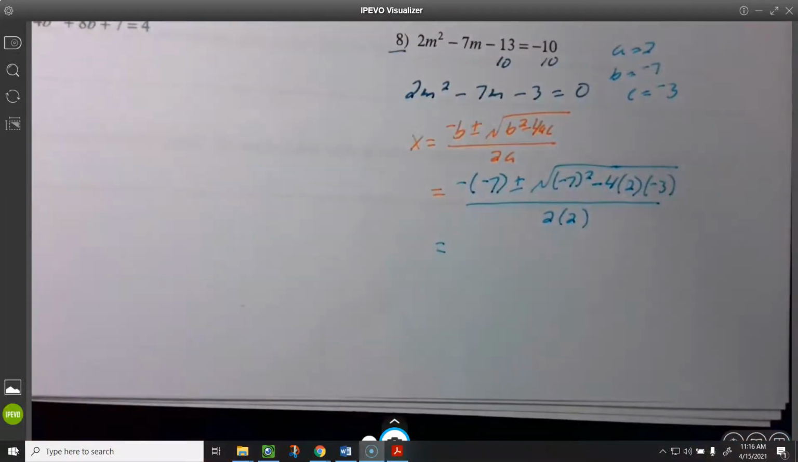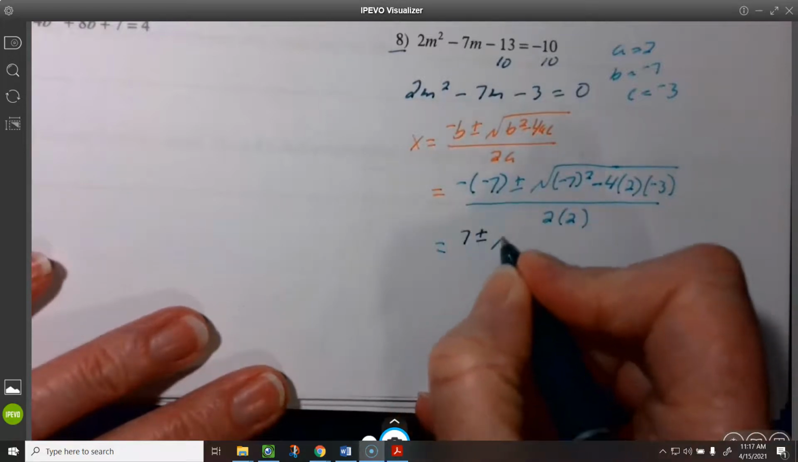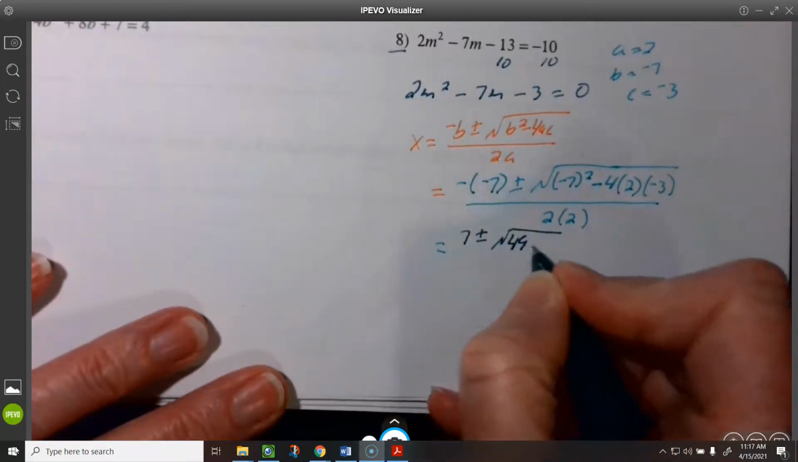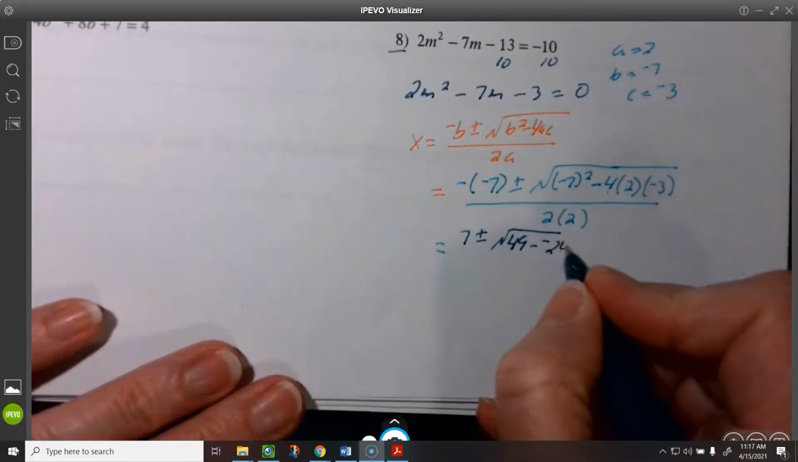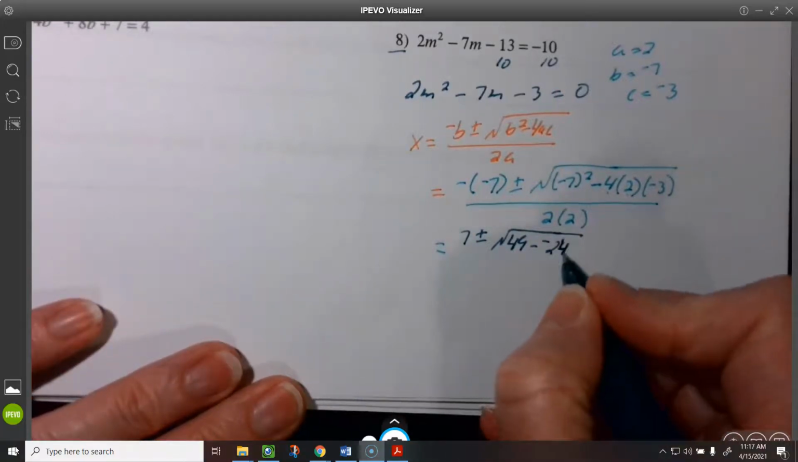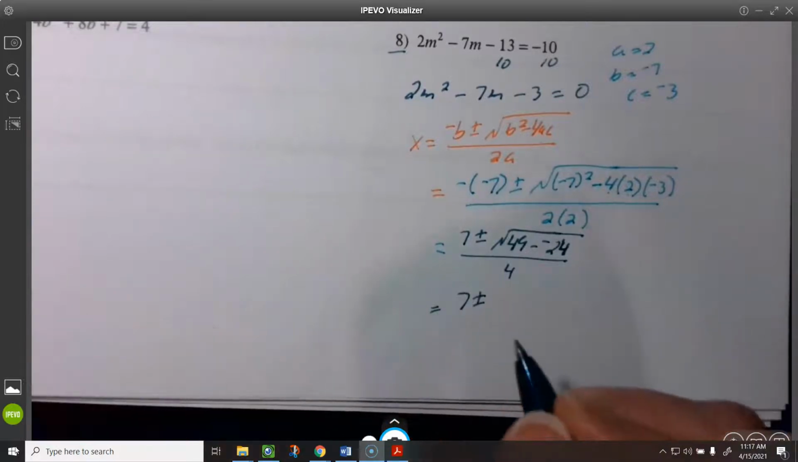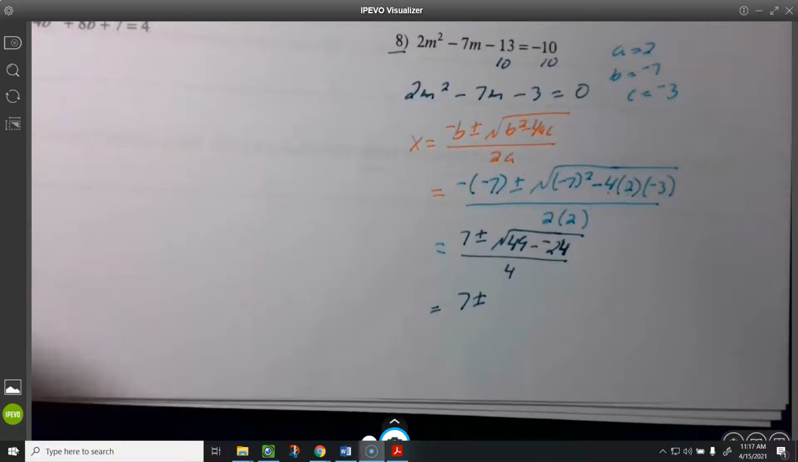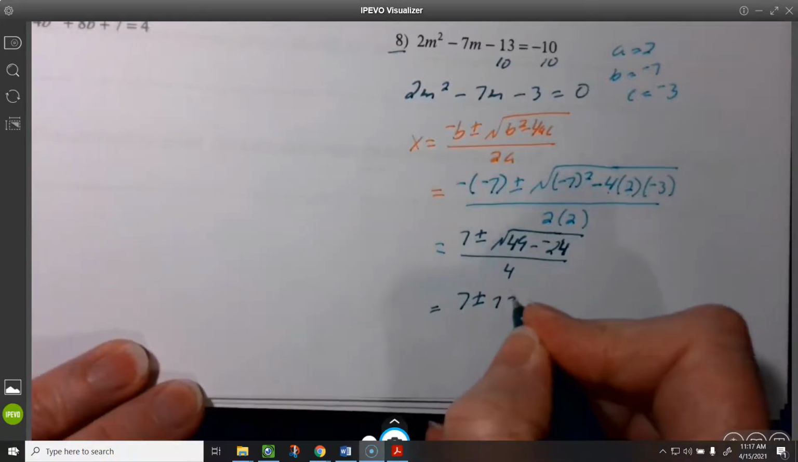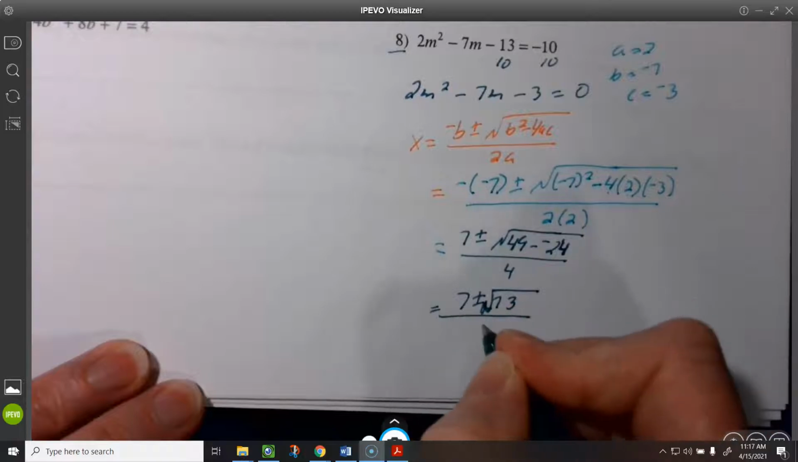And you're going to find you might need to do some work on another piece of paper. You're welcome to do that always. So we get 7 plus or minus the square root of 49 minus negative. 4 times 2 is 8 times 3 is 24, all over 4. So this gives us 7 plus or minus. Well, what's 49 plus 24? 73. That's the square root of 73 all over 4.